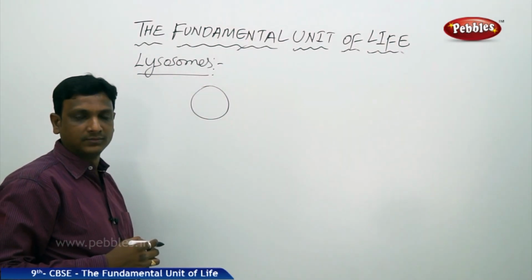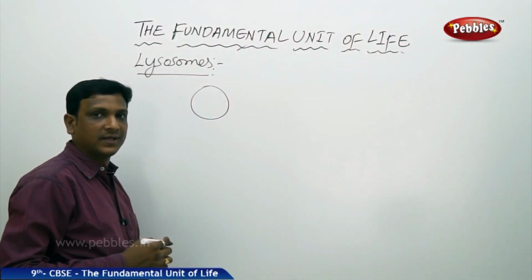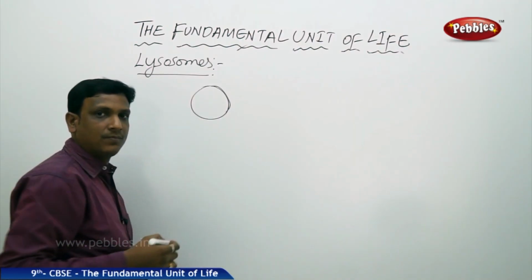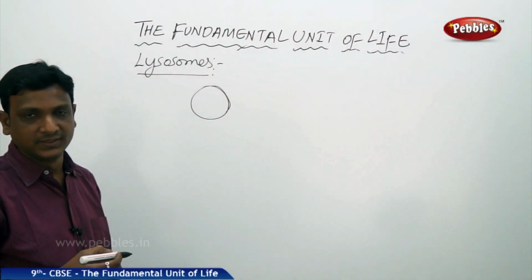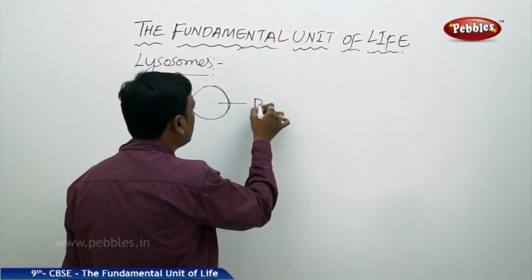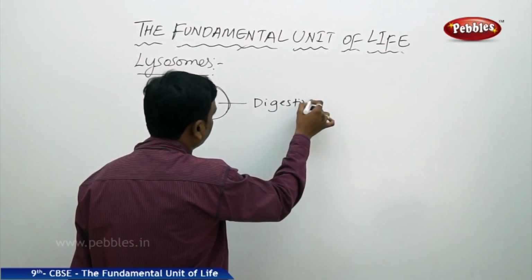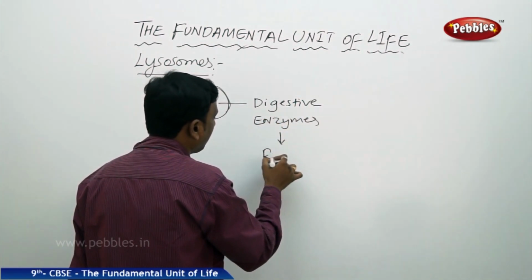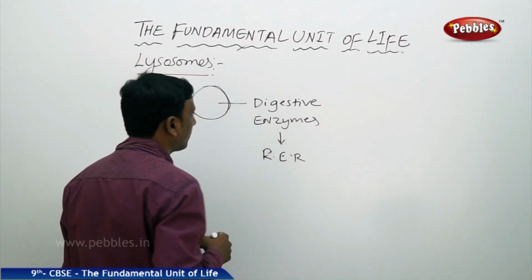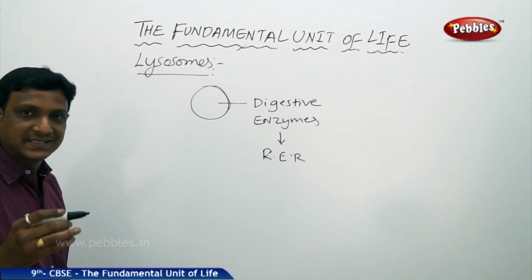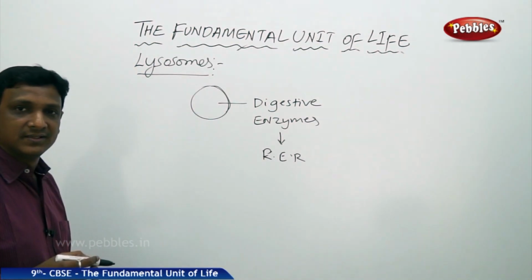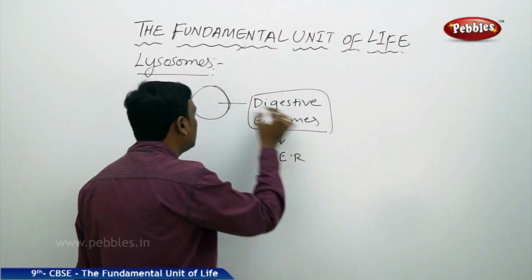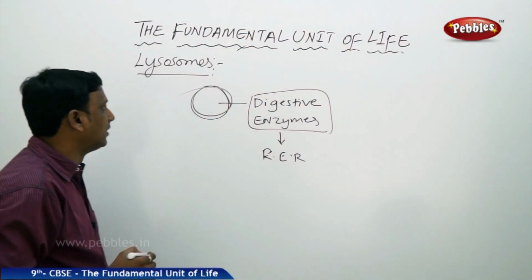Lysosomes are small, round, vacuole kind of things present inside the cells. So what does a lysosome consist of, and what is the function of it? Structurally, the lysosome consists of certain digestive enzymes which were made by the rough endoplasmic reticulum. So the rough endoplasmic reticulum makes certain digestive enzymes which are passed to the Golgi apparatus, and the Golgi apparatus packs these digestive enzymes into a sac called a lysosome.